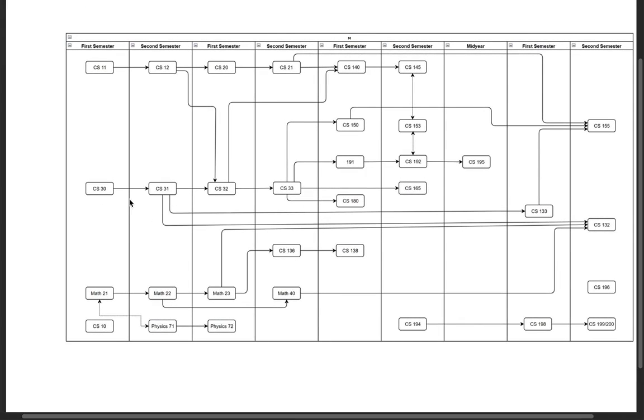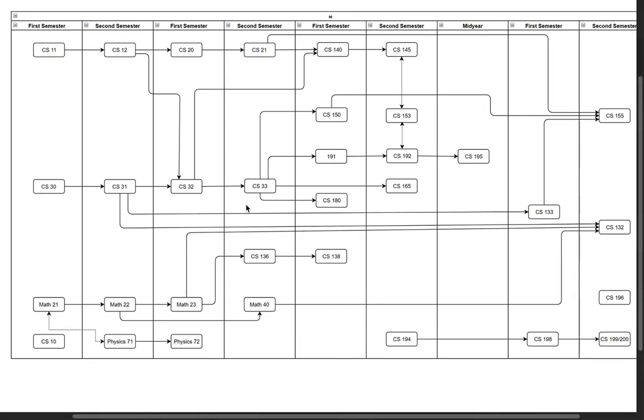This is CS30 and CS31, which is discrete math. CS32 and CS33 are subjects on algorithms and data structures. This one is machine learning, software engineering, programming language, operating systems, computer networks, security. This is still software engineering. This is database. This is automata and computability theory.